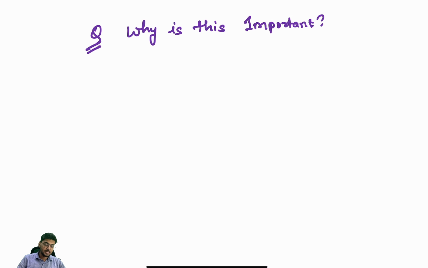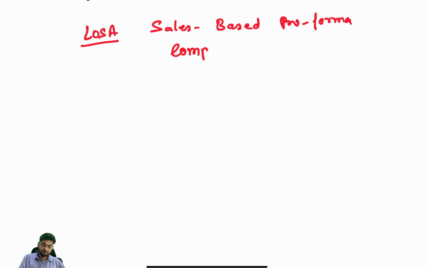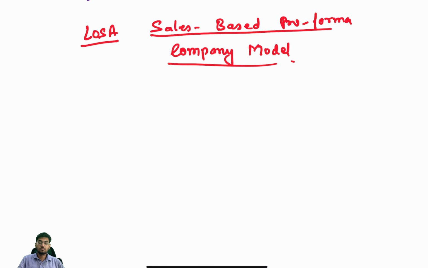Now write down the first LOS which we have to cover. LOS A. Over here we have to develop a sales-based pro forma company model. Write down: sales-based pro forma company model. Clear? Now this is done in 8 steps.